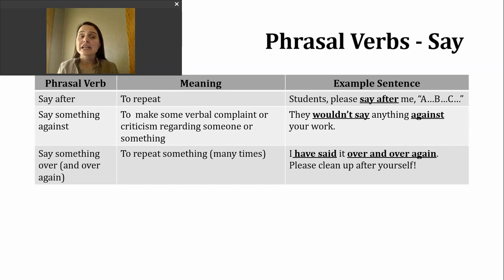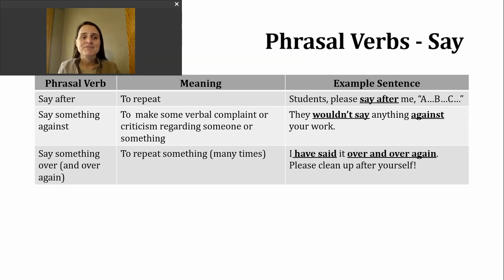Another phrasal verb you might hear is to say something against. And this means to make some type of verbal complaint or criticism. And that criticism could be regarding a particular person, or it could be about a thing, an object. Here, that phrasal verb is in an example sentence. They wouldn't say anything against your work. So here, that particular sentence is meaning that someone would not make a complaint or not make a criticism about someone's work.